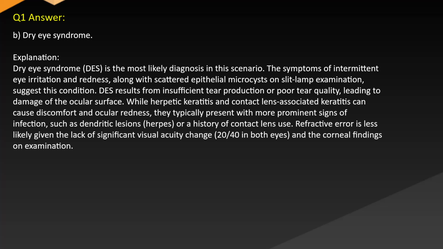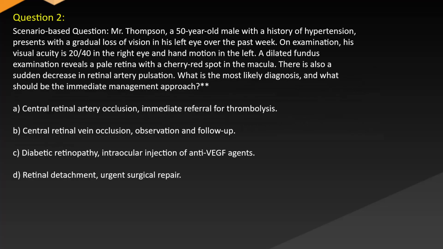DES results from insufficient tear production or poor tear quality, leading to damage of the ocular surface, while herpetic keratitis and contact lens associated keratitis can cause ocular redness. They typically present with more prominent signs of infection, such as dendritic lesions, herpes, or a history of contact lens use. Refractive error is less likely given the lack of significant visual acuity change, 20/40 in both eyes, and the corneal findings on examination.